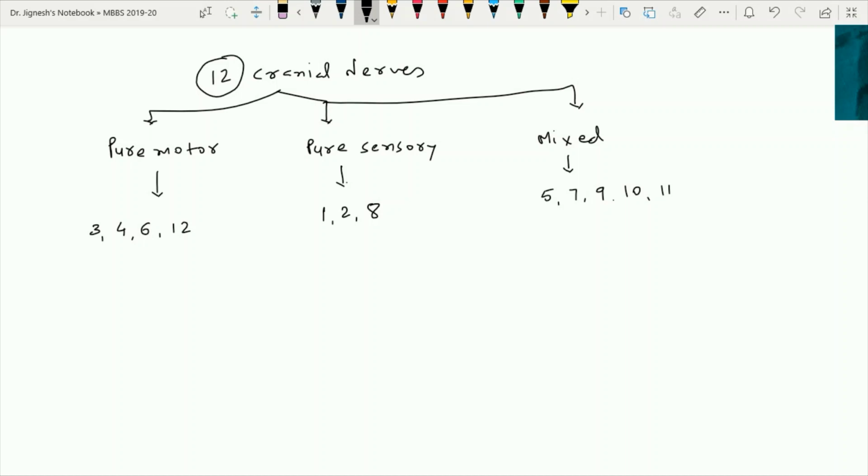Here we can appreciate that the pure motor nerves are responsible for the motor supply to the muscles only or to the glands only, while the pure sensory nerves are responsible for carrying sensations and not giving nerve supply to the muscles or the glands. And the mixed nerves are responsible for providing the sensory supply as well as the motor supply to different parts of the body, mainly head and neck.